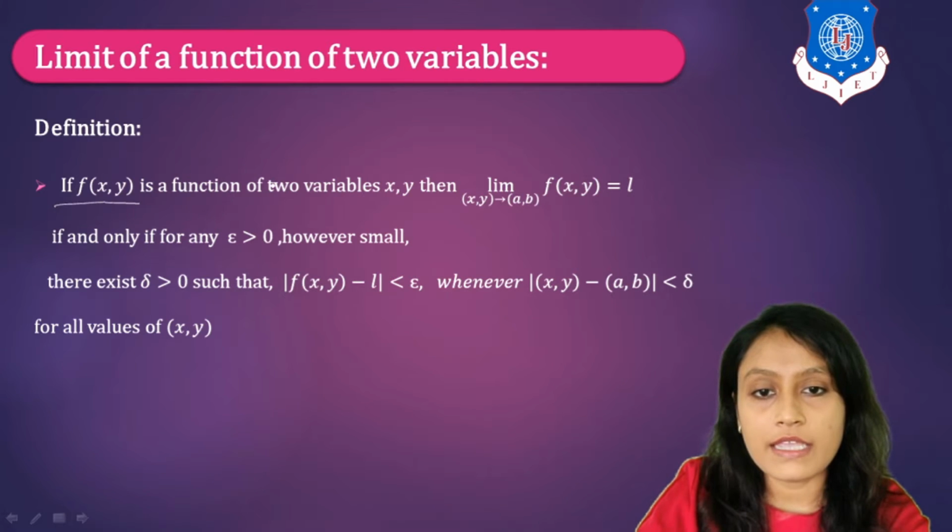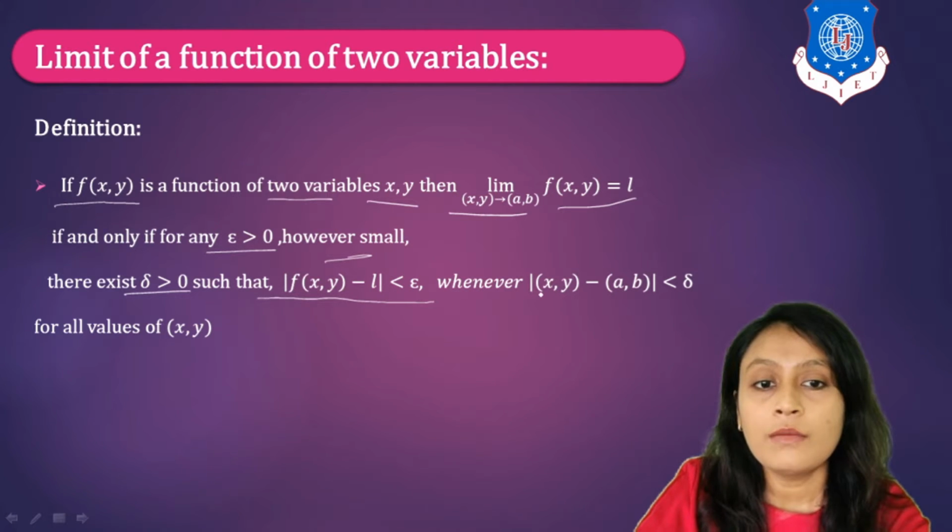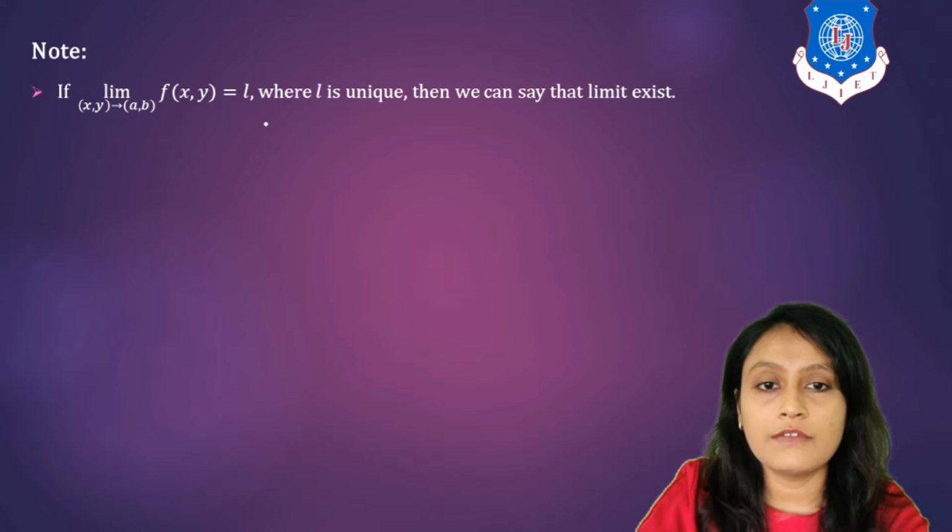If f(x,y) is a function of two variables x and y, then the limit as (x,y) tends to (a,b) of f(x,y) equals L if and only if for any epsilon greater than 0, however small we are taking, there exists a delta greater than 0 such that mod of f(x,y) minus L is less than epsilon whenever mod of (x,y) minus (a,b) is less than delta, for all values of x, y. Okay, this definition we have already studied. Now let's study a few points.